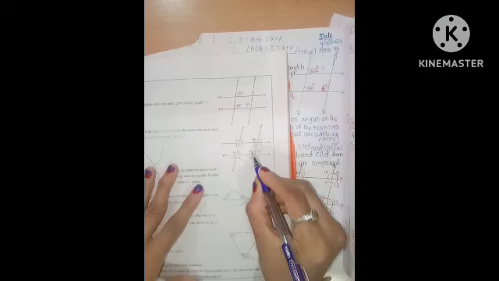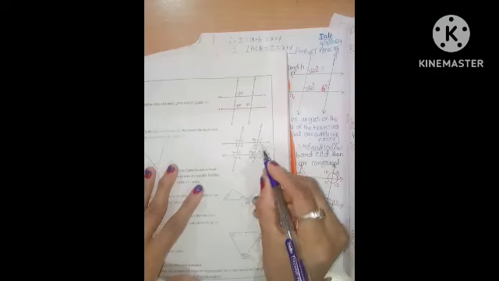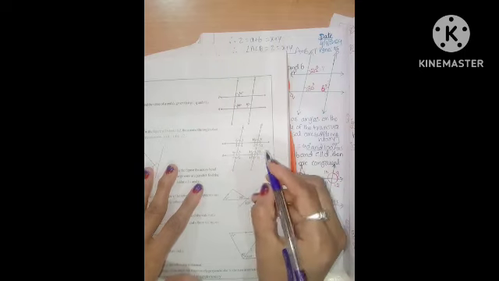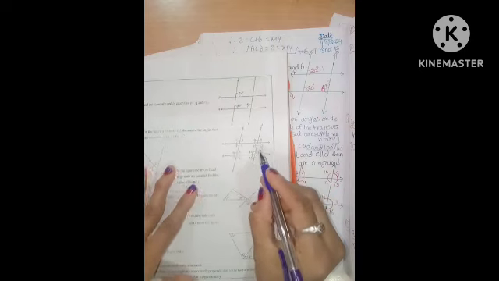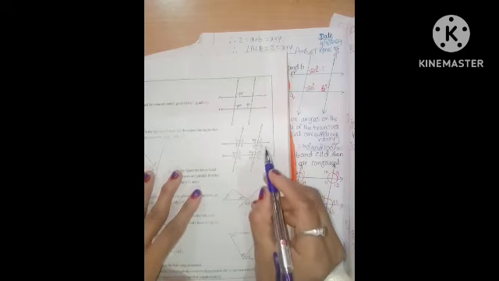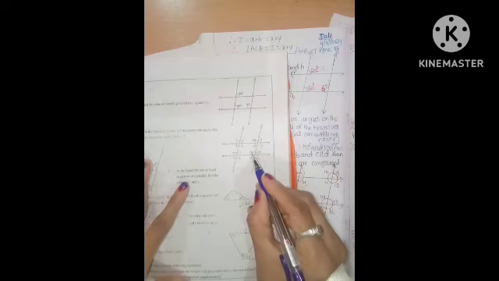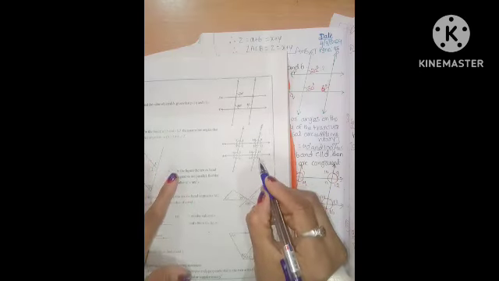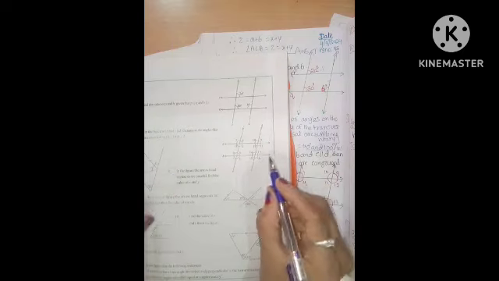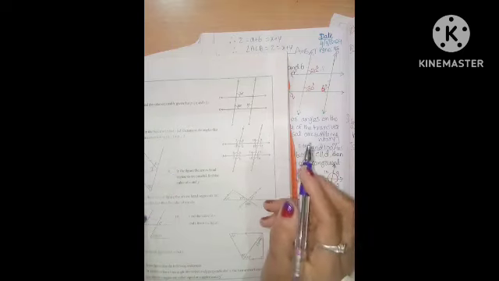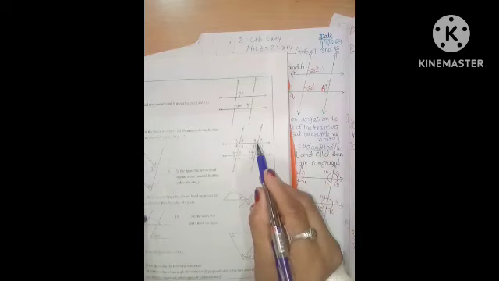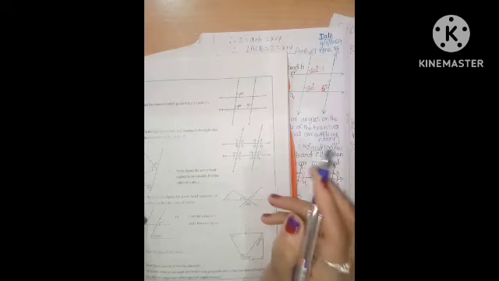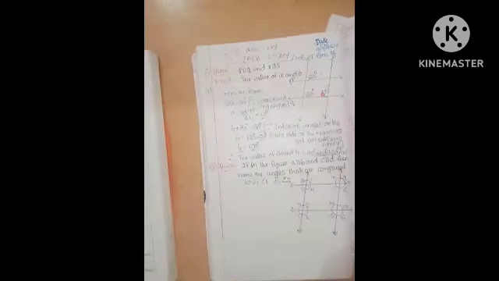Next, angle 12 equals angle 14. These two are alternate interior angles of the transversal, and alternate interior angles are equal. So that's why. Next, angle 14 equals angle 16. Why are they equal? These two are vertically opposite angles. So that's why these two are equal. So 2 equals 10, 10 equals 12, 12 equals 14, 14 equals 16. All of these are equal.